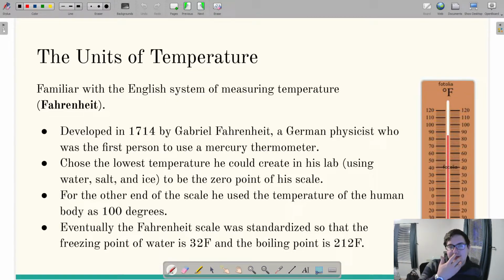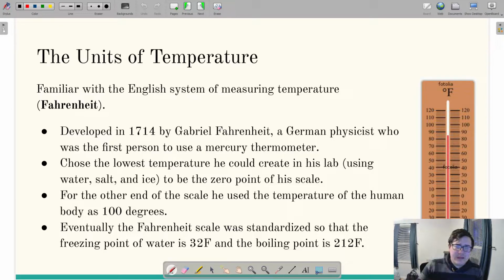Where did Fahrenheit come from? This guy, Gabriel Fahrenheit, 1714, who was trying to do stuff in his lab, but he was basing it off of the human body. And so the 98.6 is usually a standard temperature for the human body. So at 100 degrees, he said, you know what, the human body we're going to call 100 degrees, and then base everything off that. And so between the coldest he could make something and the human body, he went from 0 to 100.